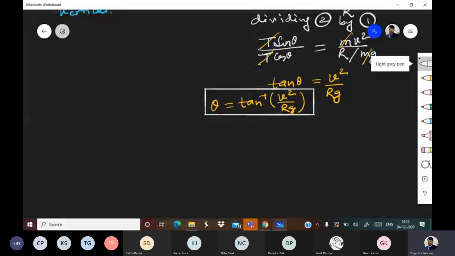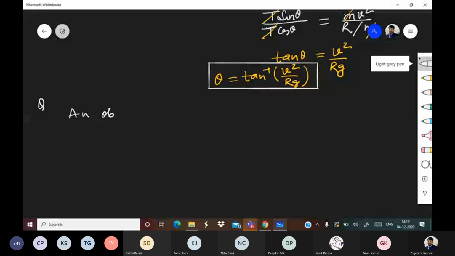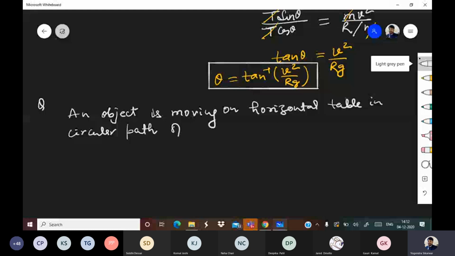Question. An object is moving on a horizontal table in a circular path of radius r.